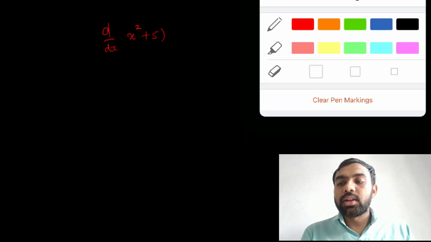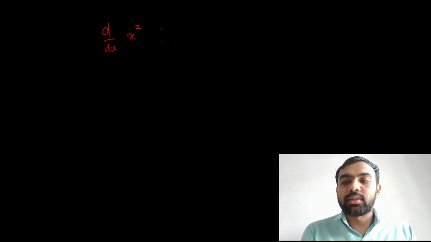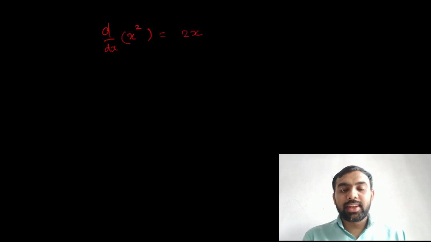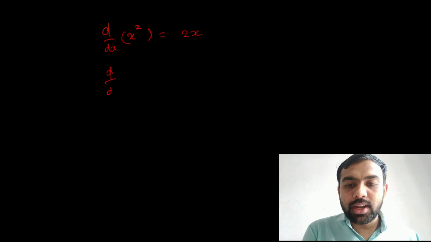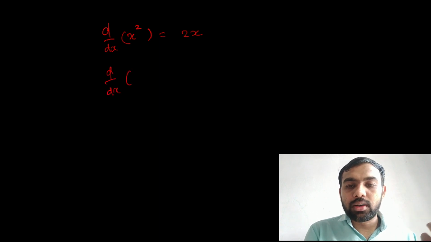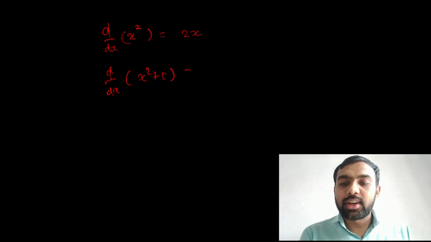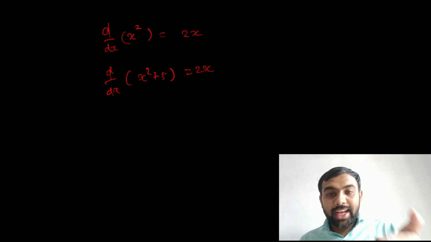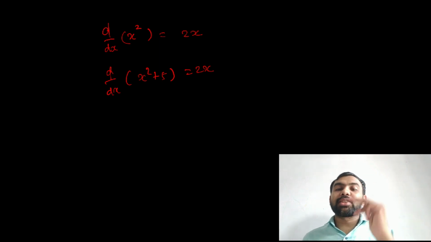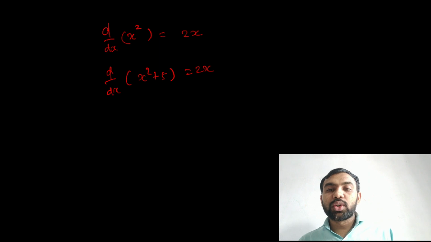Consider this situation. Suppose d by dx of x square, then what is the answer? 2x. In the second case, suppose you find d by dx of x square plus 5, then what will the answer be? 2x. So for x square and x square plus 5 you get the same answer, 2x and 2x.